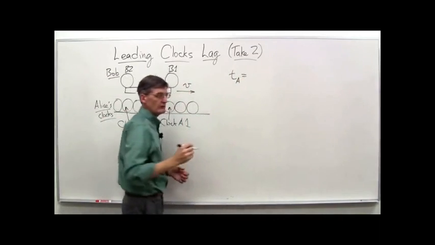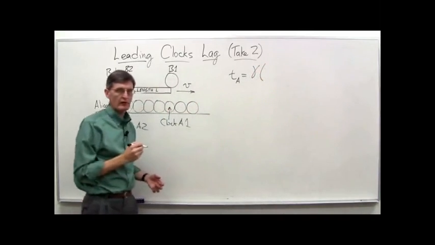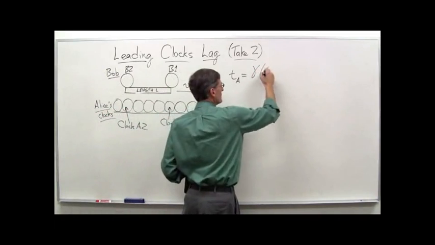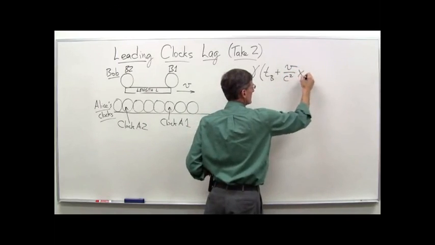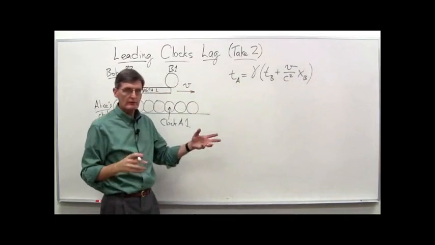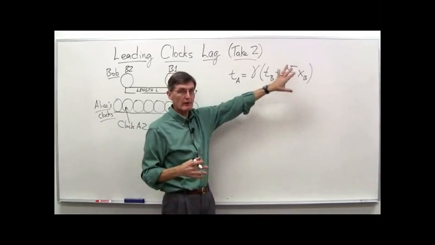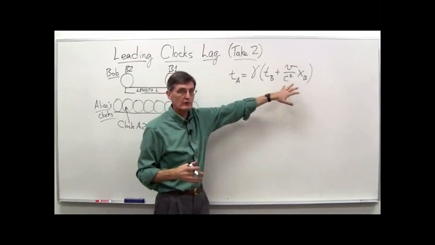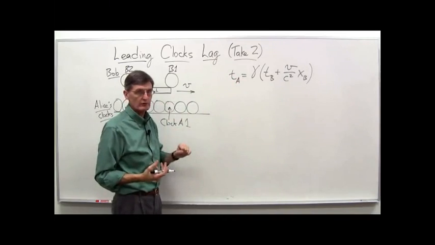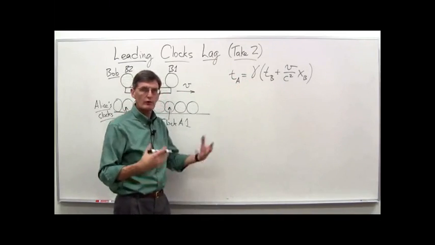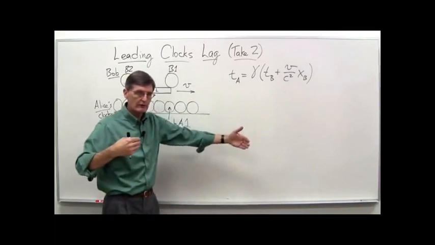One is T sub A for Alice is going to equal gamma. This is the time equation. Gamma times T sub B plus v over c squared x sub B. In other words, given the space-time coordinates, the x coordinate and the time coordinate of something happening in Bob's frame, according to Bob's measurements, I can find the time coordinate in Alice's frame using this equation, where gamma is our usual factor, 1 over the square root of 1 minus v squared over c squared, and v is the relative velocity between the two frames.